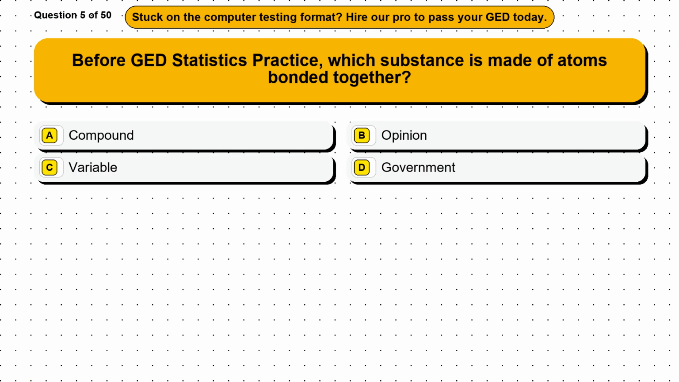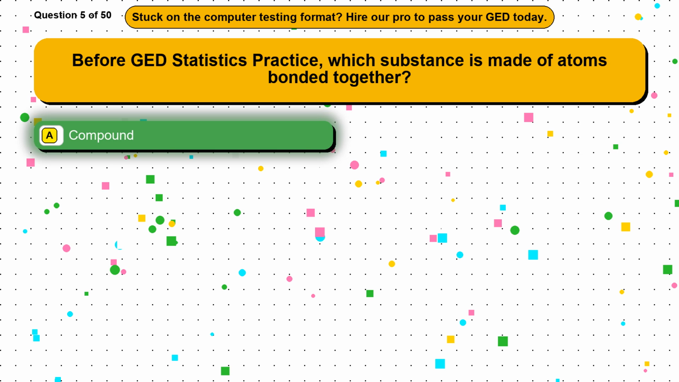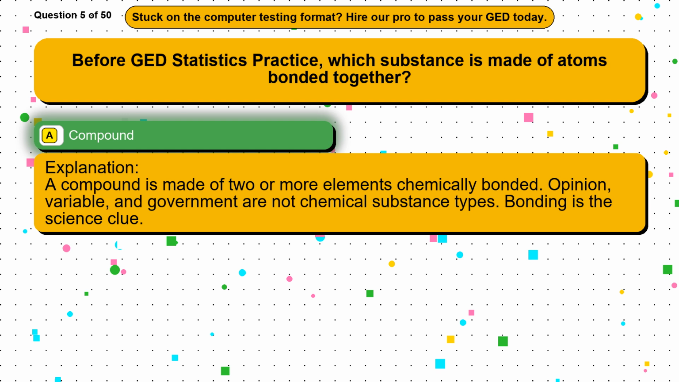Question 5. Before GED Statistics Practice, which substance is made of atoms bonded together? Option A, compound. Option B, opinion. Option C, variable. Option D, government. The correct answer is option A. Compound. A compound is made of 2 or more elements chemically bonded. Opinion, variable, and government are not chemical substance types. Bonding is the science clue.